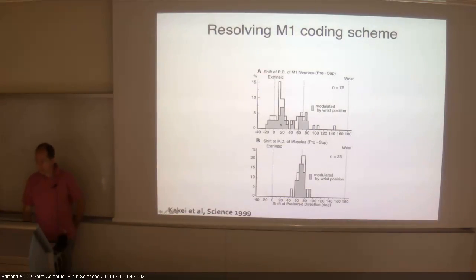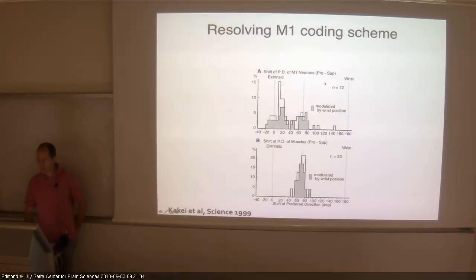So here you can see, this is a little bit complicated graph, but we'll go over it slowly. The x-axis is the shift in the preferred direction, how much the cell shifted in the preferred direction between pronation and supination. The y-axis is the number of cells, so it's a histogram. There are two conditions here, one gray and one white, which are very, very similar. They depend on whether the cells are generally modulated by the posture, but we're ignoring that currently.